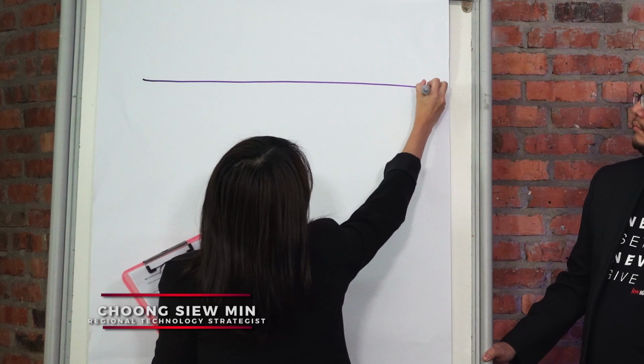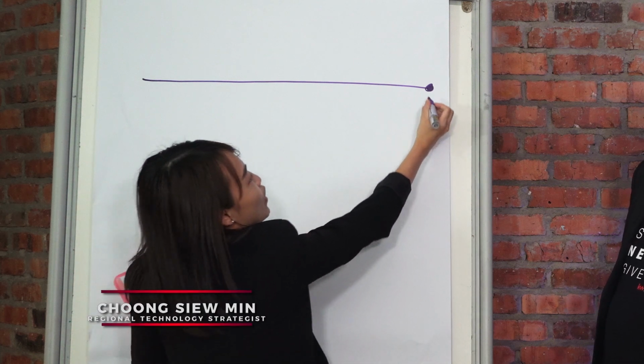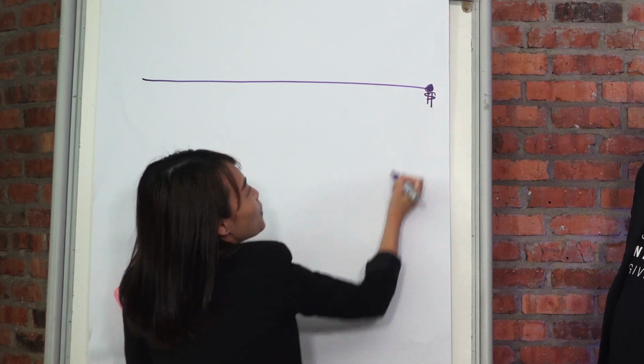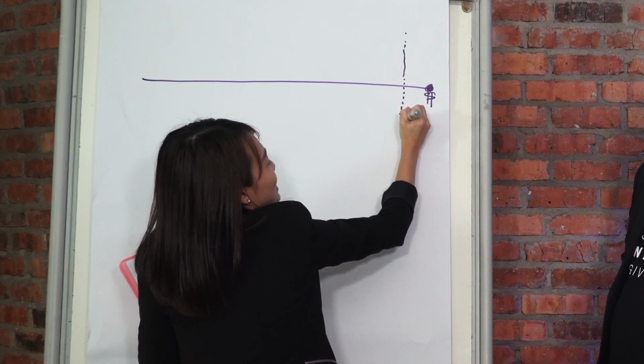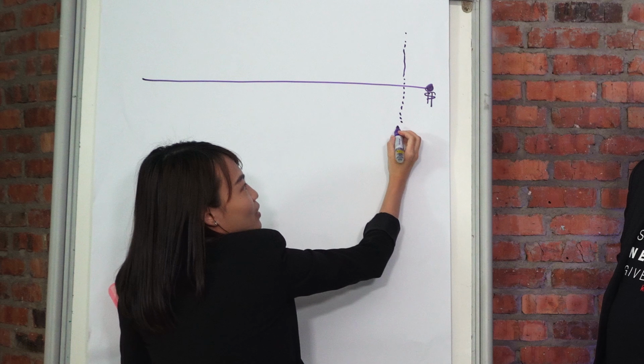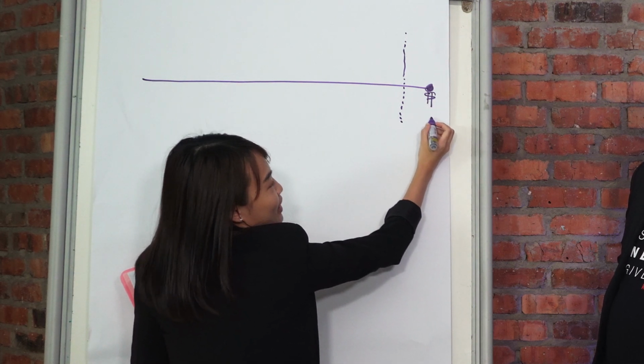This is a line, right? In this line, this is where you close the deal, right? So this is where you actually get your commission, okay? So from here to here, this is going to be a dotted line, and this is where your client actually expresses interest to really want to buy something, okay?